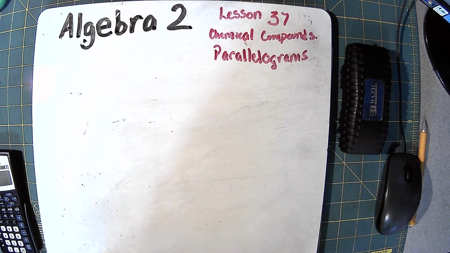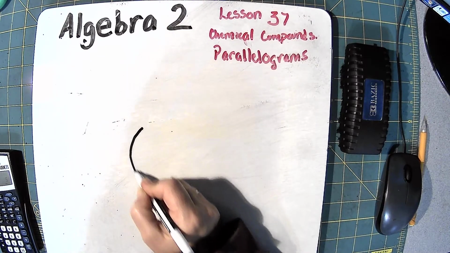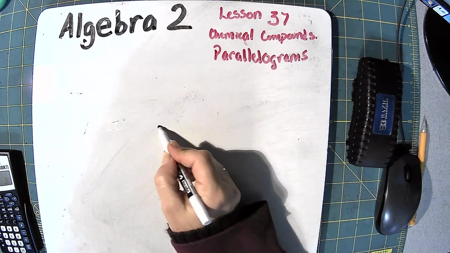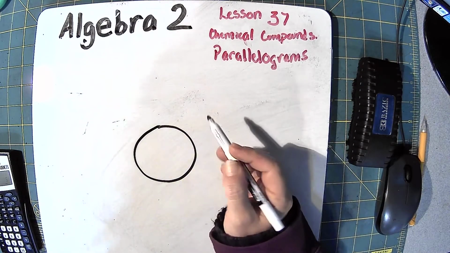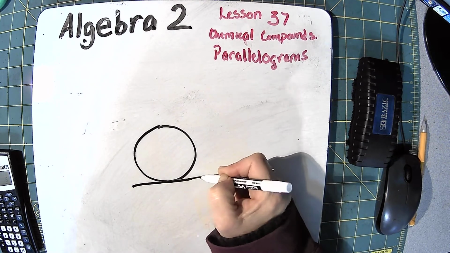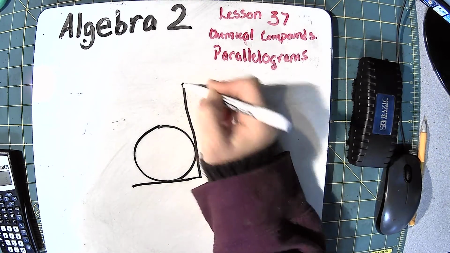Everybody, this is Algebra 2, Lesson 37, and this lesson is going to cover chemical compounds and parallelograms. Before we start on Lesson 37, I want to go over a problem that someone had asked about in class and that we didn't have time to solve on the board. It's confusing at first when you look at it, but it's actually really easy.